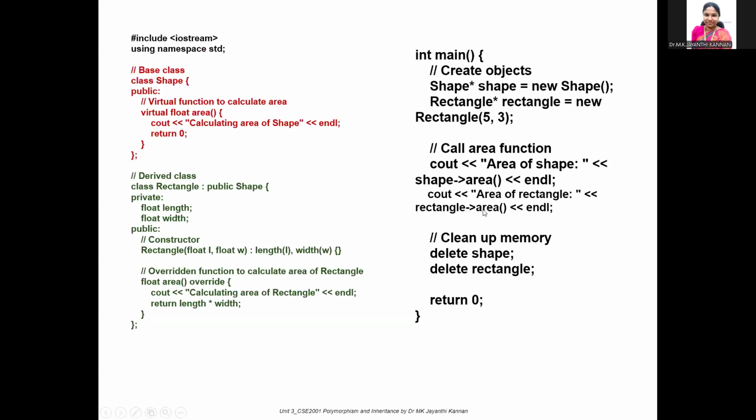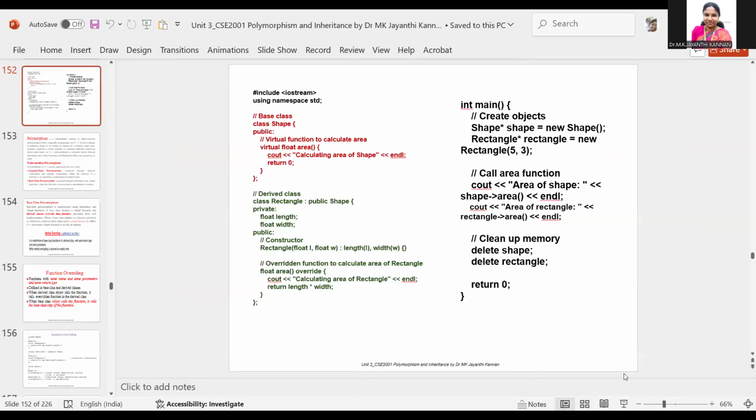Say, for example, to understand the concept of function overriding, we are taking a class called Shape. Here we are making the base class function. In the Shape class, we have a function called area. Here we are calculating the area of any general shape, and we have a derived class called Rectangle. It is derived from the base class Shape. It has the function called area again. In the base class we have the function area, and in the derived class we have the function area.